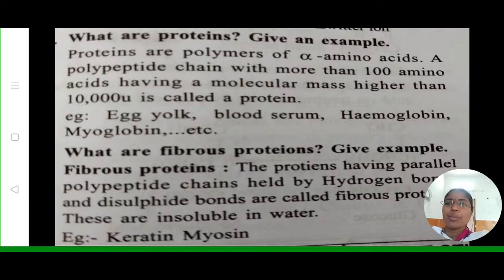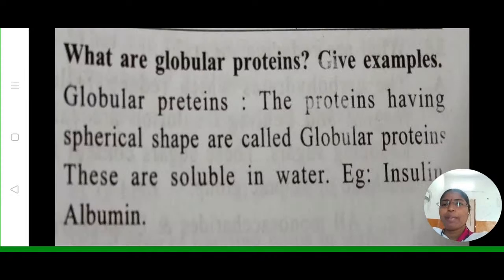Okay, so proteins are classified into 2 types. In that, the first is fibrous protein. Fibrous proteins are the parallel polypeptide chains held by the hydrogen bonds and also disulfide bonds. Example: keratin and myosin. Okay, next, the second classification of the proteins, that is globular proteins.